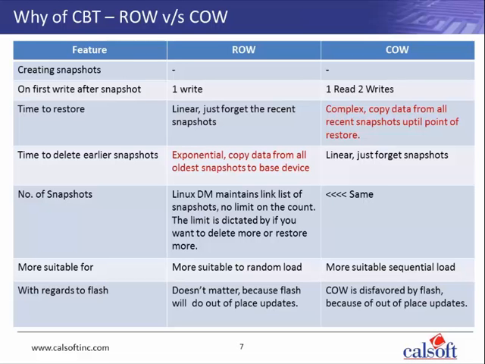This table gives you a small comparison of redirect on write type of snapshot versus copy on write. As you can see, time to restore snapshots is very high for copy on write types, whereas in case of redirect on write, deleting snapshots is very costly. This is the problem that change block tracking is trying to solve. And how does it do that?